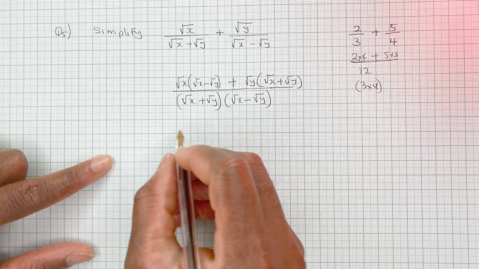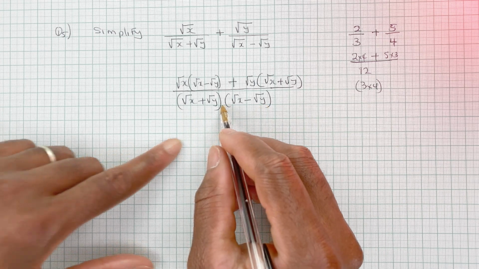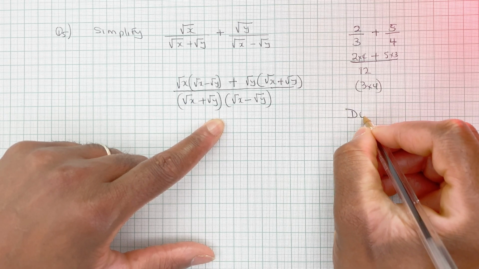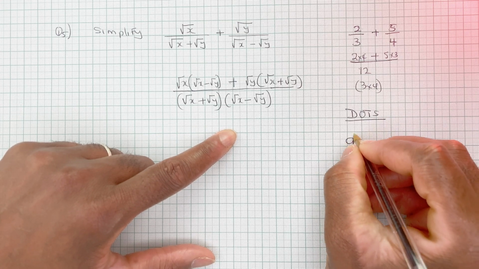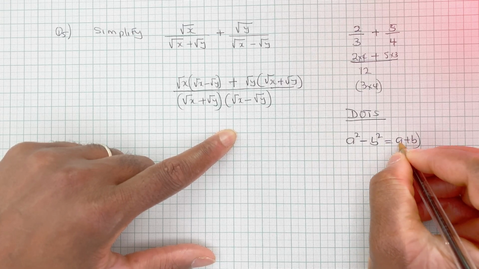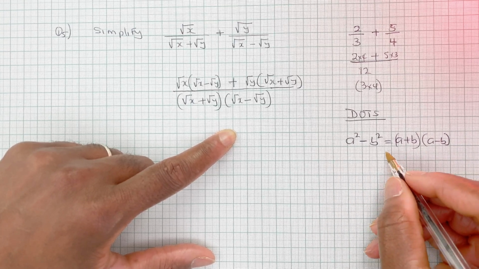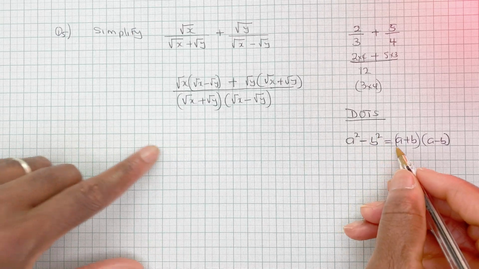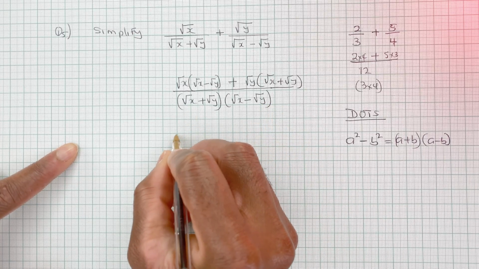I then need to expand the brackets, but the denominator reminds me of the difference of two squares, which means that a squared minus b squared is a plus b times a minus b. That's what we call the difference of two squares. So I've got that here, which means let me do the top first.